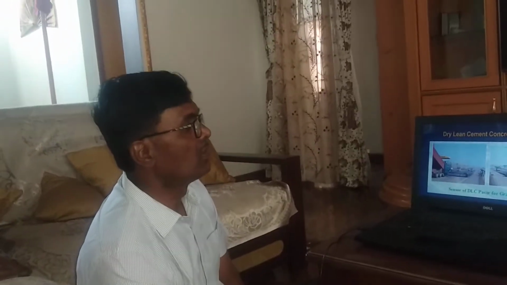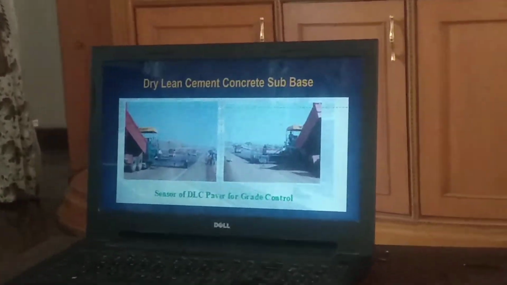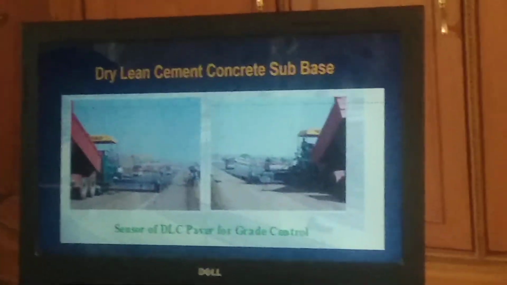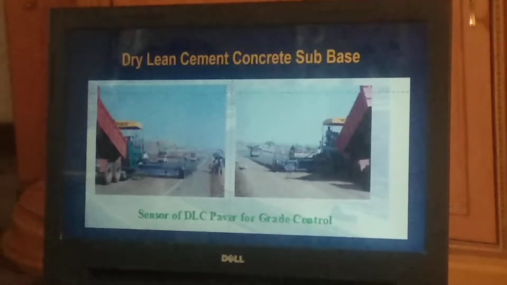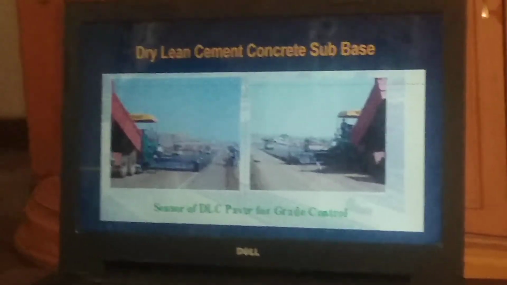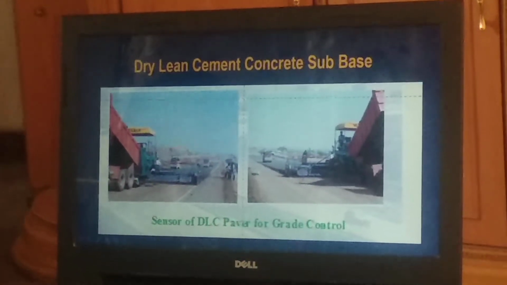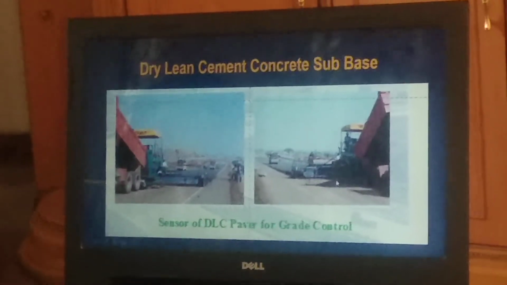Discussed about some of the general aspects of CC payments. Now let us discuss the construction of dry lean concrete, commonly called DLC. It is also called dry lean concrete subbase layer. In this picture, you can see the paving of dry lean concrete pavement.